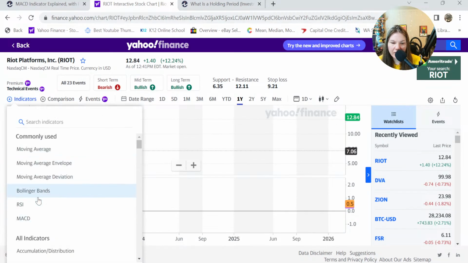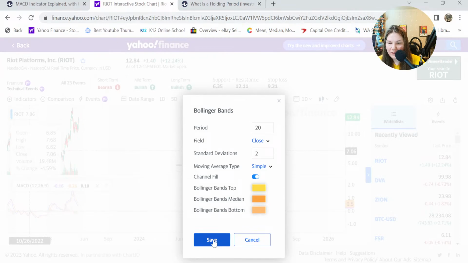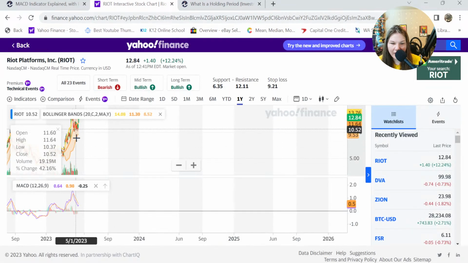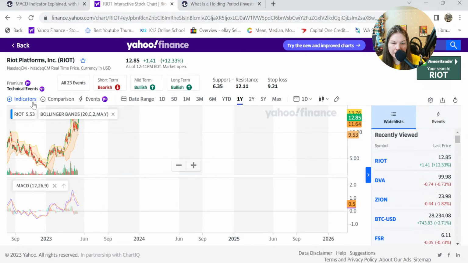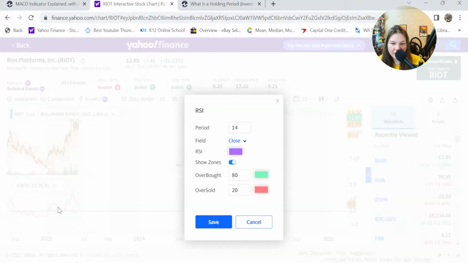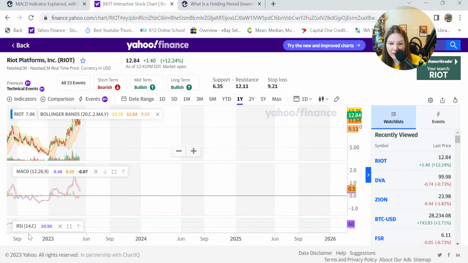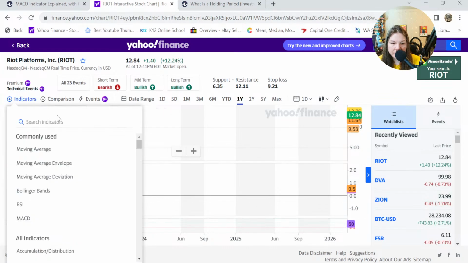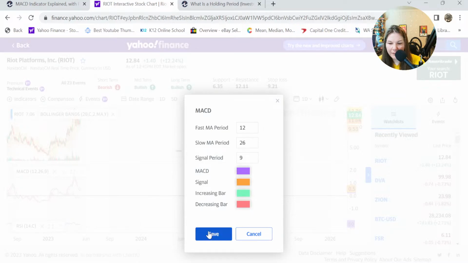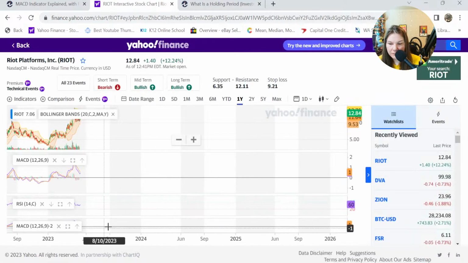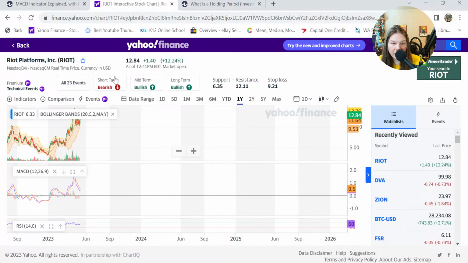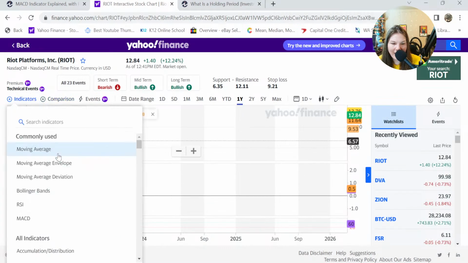What other indicator? Let's throw some Bollinger Bands on there. I like some Bollinger Bands. Yeah, look, there's the Bollinger Bands. What else should we throw up on our things? Let's throw an RSI. Everybody needs an RSI. There's the RSI down there. What other indicators? Let's throw our MACD up there. Oh, we got two MACDs. Throw that MACD away.